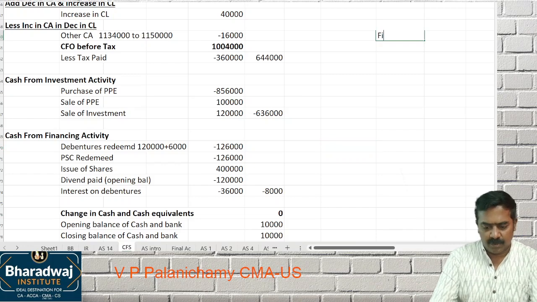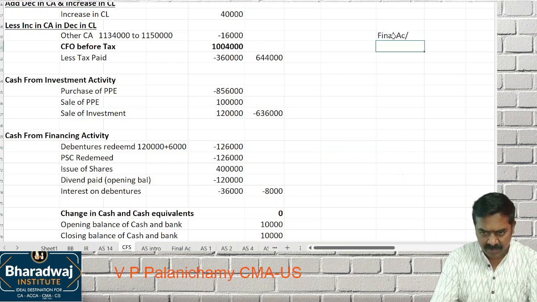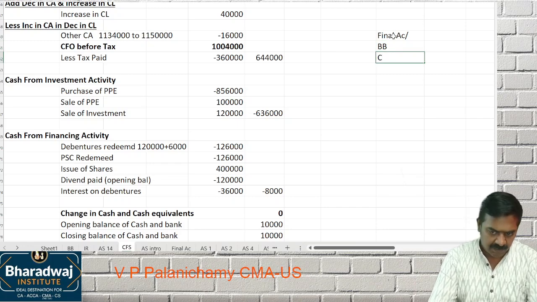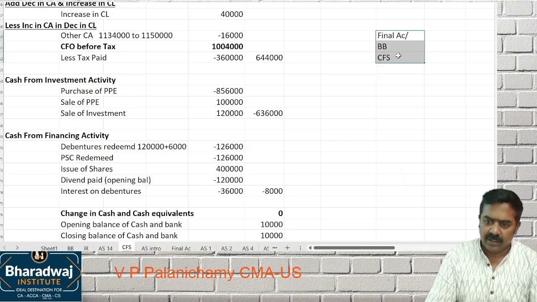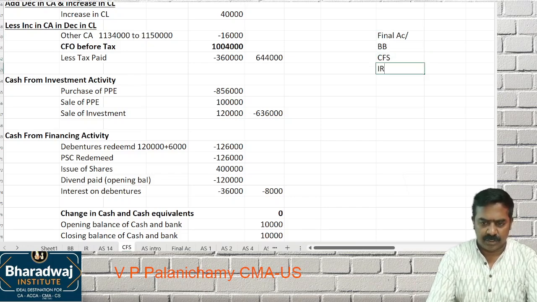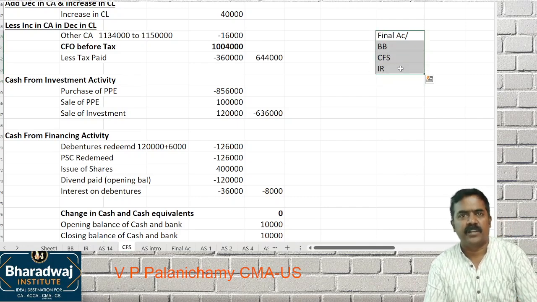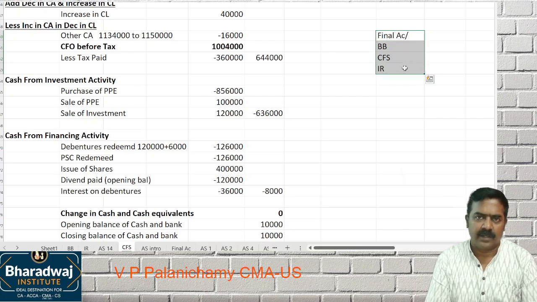So final accounts of companies, they test. Then what is the next one? Buyback we had seen. What is the next one? Redemption. Sorry, this one. Cash flow statement we had seen. Okay. Internal reconstruction also. Internal reconstruction, short one question is there. So from this, the weightage is around 35 to 40 marks. 35 to 40 marks from this area.